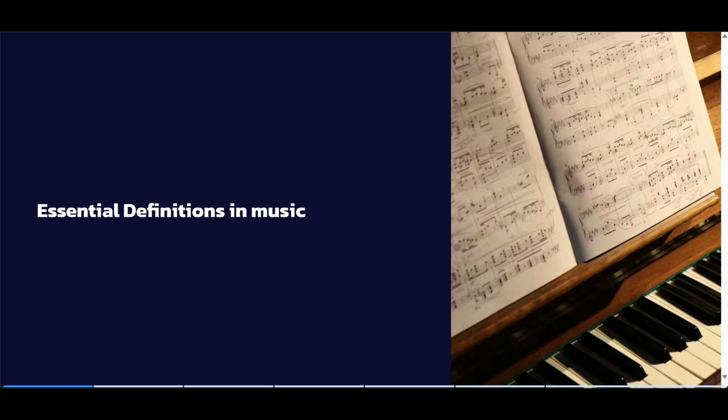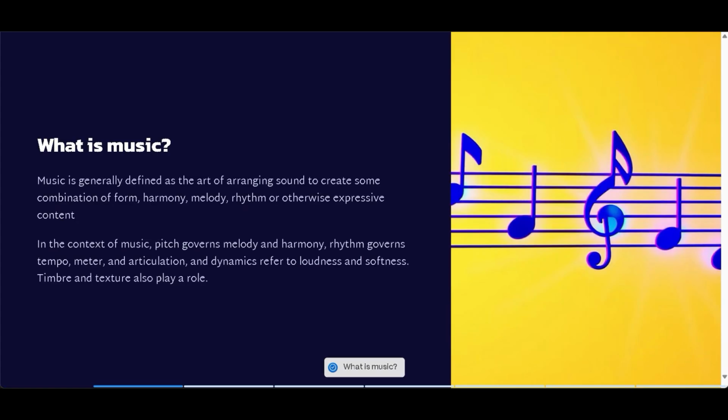Okay, so essential definitions in music. When learning music, we need to know some definitions to communicate with musicians. So let's dive into these definitions. First of all, we need to know what music is. Music has a lot of definitions, and this is one of them.